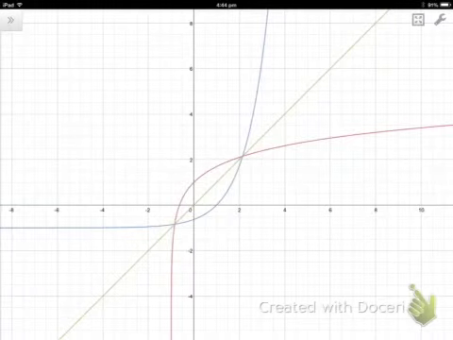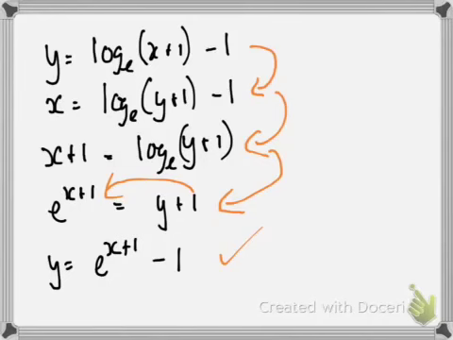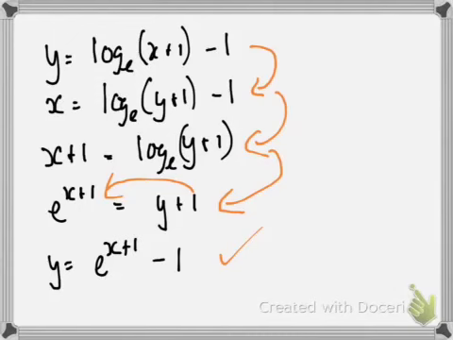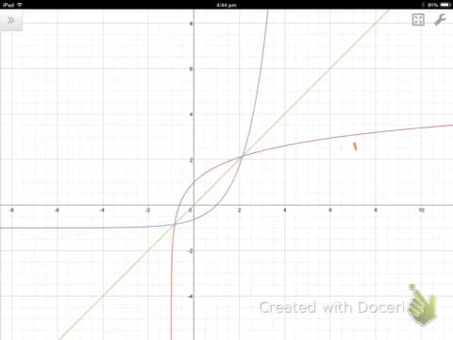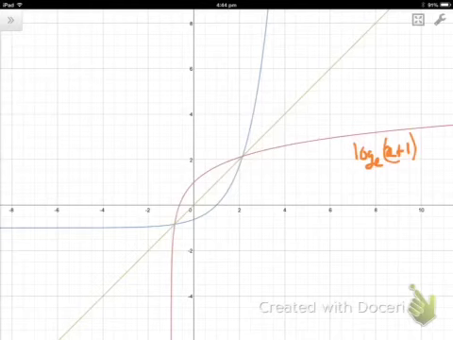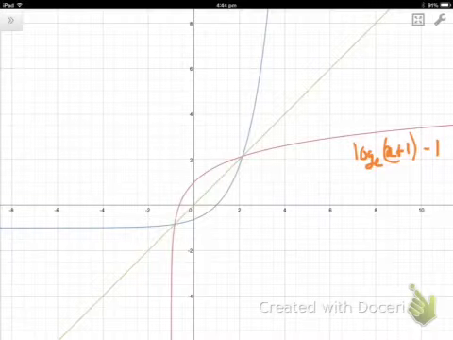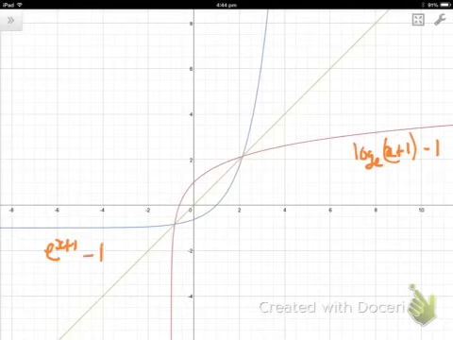And we're going to graph those two. So let's look at the original. The original was log x plus 1 to the base e minus 1. That's the original. The inverse, okay, it's e to the x plus 1 minus 1. That's the blue graph there. Once again, I've drawn the axis of symmetry.